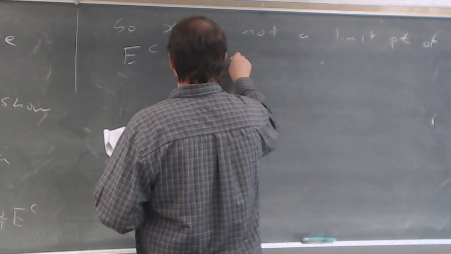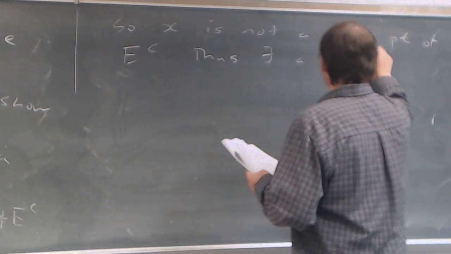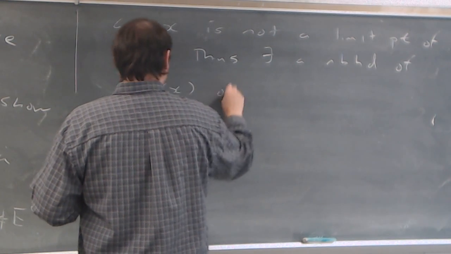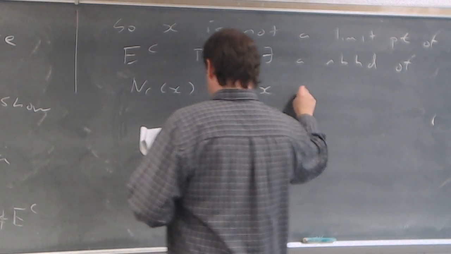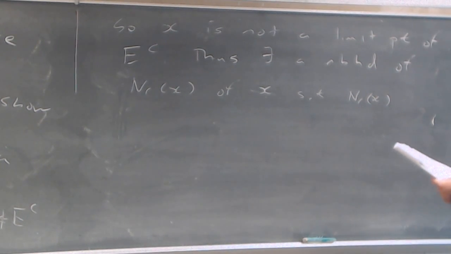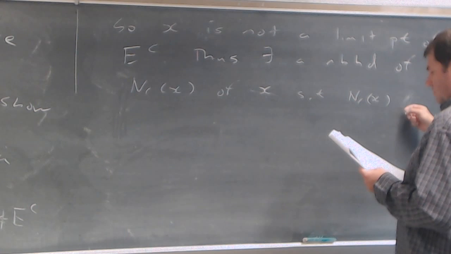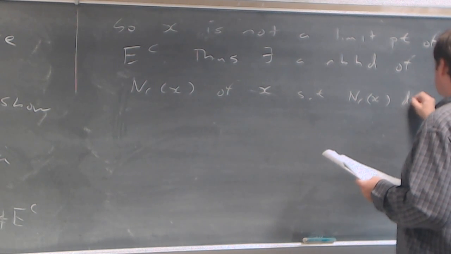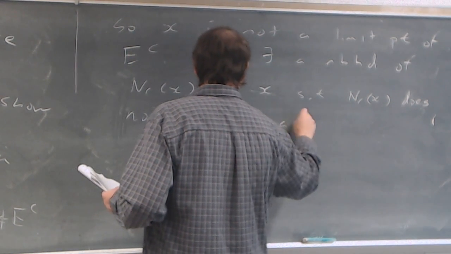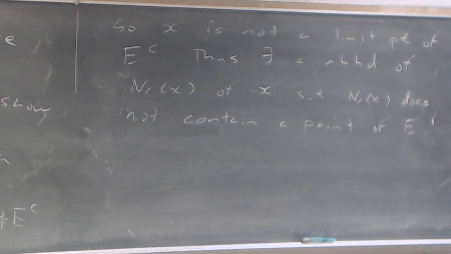Thus, there exists a neighborhood of, let's give it a name, N_r(x), such that N_r(x) does not contain a point of E. Okay.